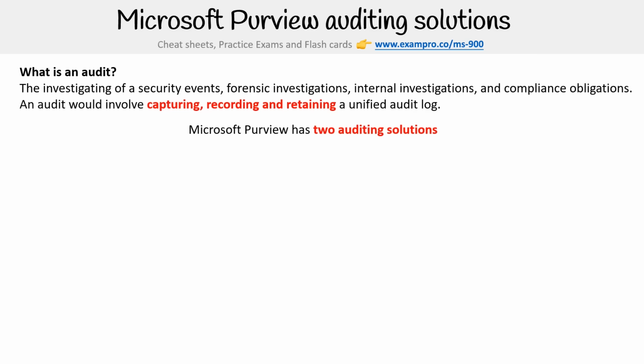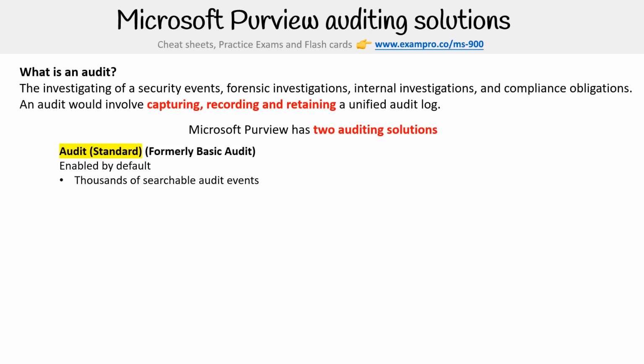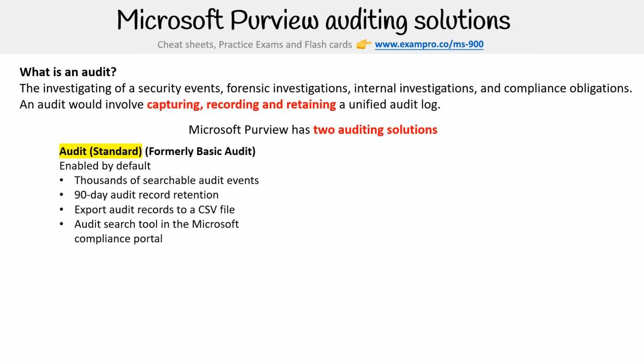So, Microsoft 365 has two auditing solutions. The first one is Audit Standard, formerly known as Basic Audit, and this is enabled by default. It provides thousands of searchable audit events. It has a 90-day audit record retention. You can export audit records to a CSV file. You can use the audit search tool in the Microsoft Compliance Portal.